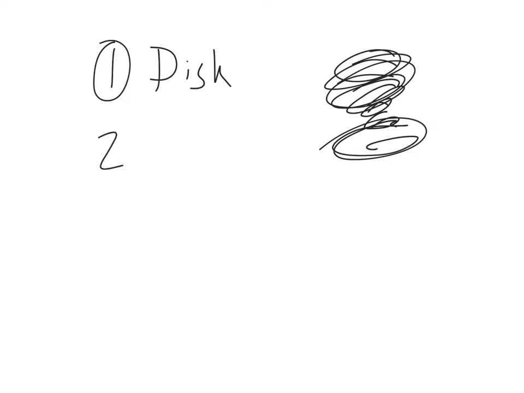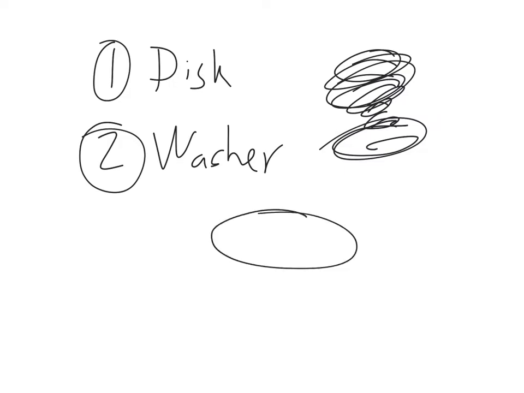Then we did the washer method, which is the same thing as the disk method, except you had a hole in it. So you're pretty much adding washers on top of each other of different sizes.